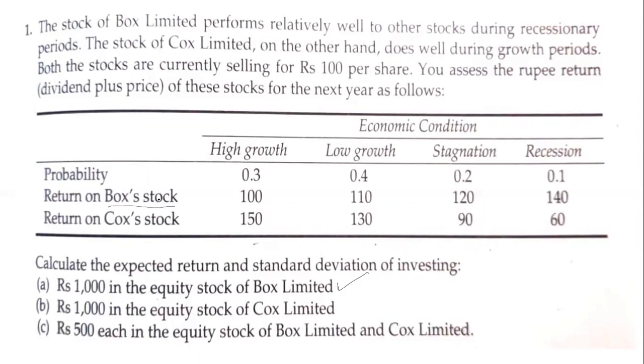Okay, so let's start question A. Then we will solve B and C. So the question is we are investing 1000 in Box Limited. We have to calculate the return and the deviation. So we'll first write the solution here. One share is costing us 100 rupees. We have 1000 rupees to invest. It means we can purchase 10 equity shares.